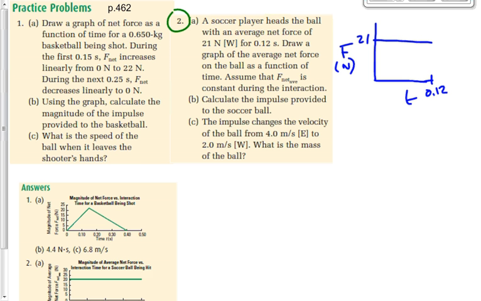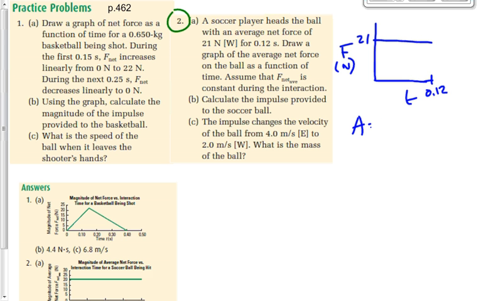What are the 3 words that come to your mind as soon as you see that graph? Area equals impulse. We don't know what we're asked yet. We haven't read question B and C, but we know we're almost certainly going to have to find the area of this graph. Question B says, what's the impulse provided to the soccer ball? Sure enough, I'm going to have to find the area here.